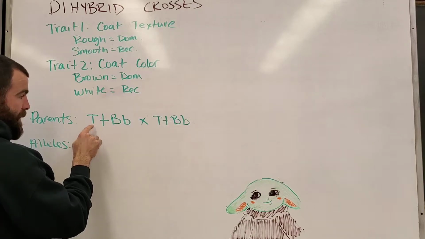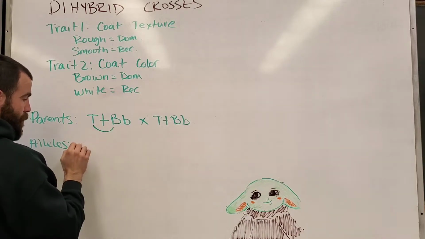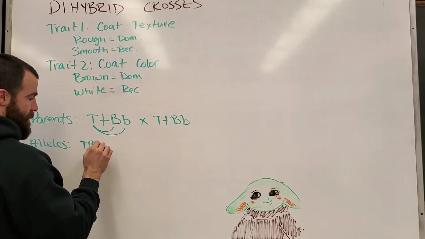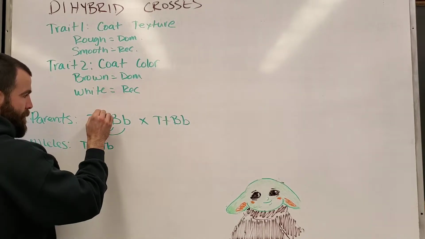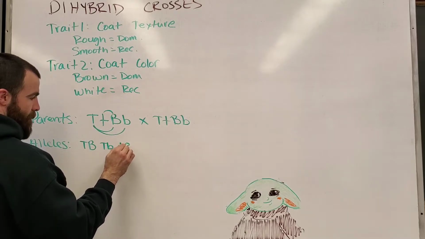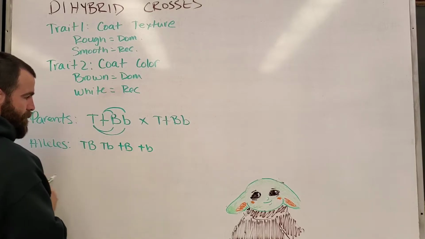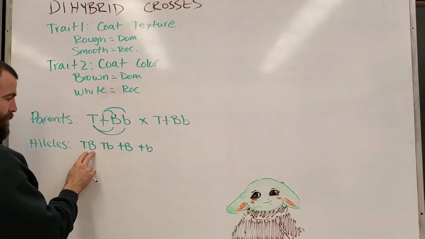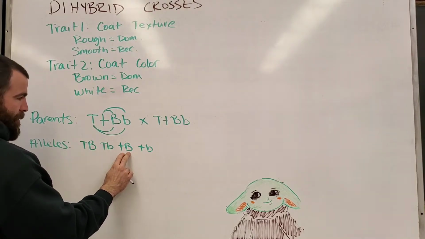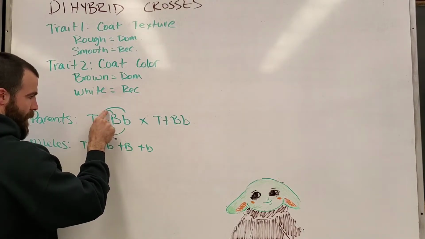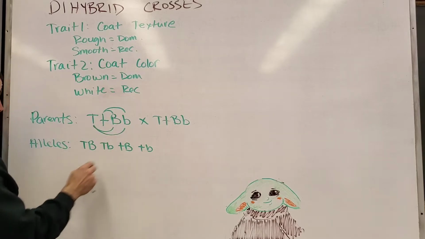So first T and first B will be this. Outer T, outer B is going to be this. Inner T, inner B is going to be that. Last T, last B is going to be this. FOIL. First, outer, inner, last. And it's going to be the same for both parents.